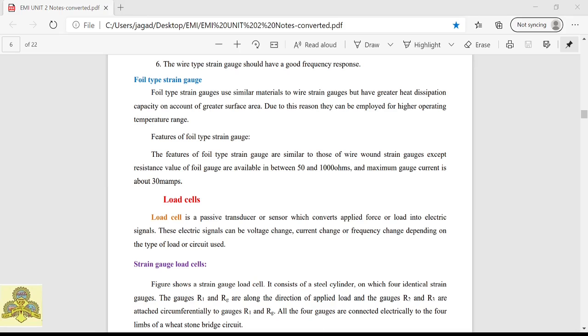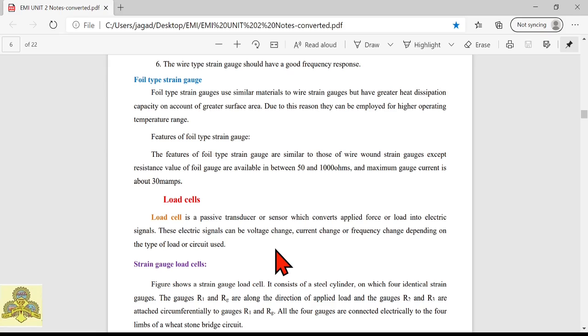Hope you have got some idea about load cells. So what is a load cell? A load cell is basically a passive transducer. What do you mean by passive transducer? It needs auxiliary power to convert one form of energy into another, that is a passive transducer.